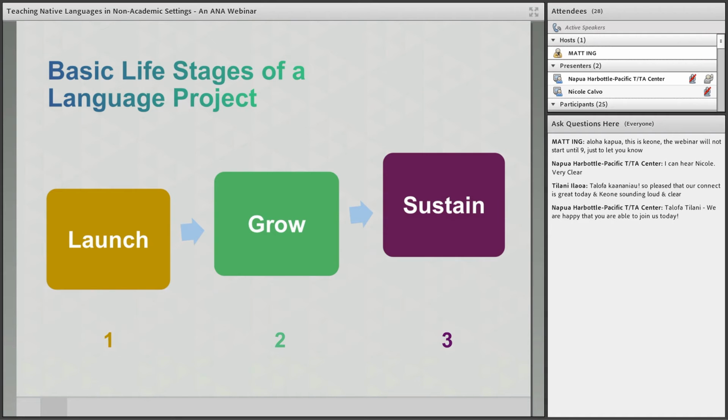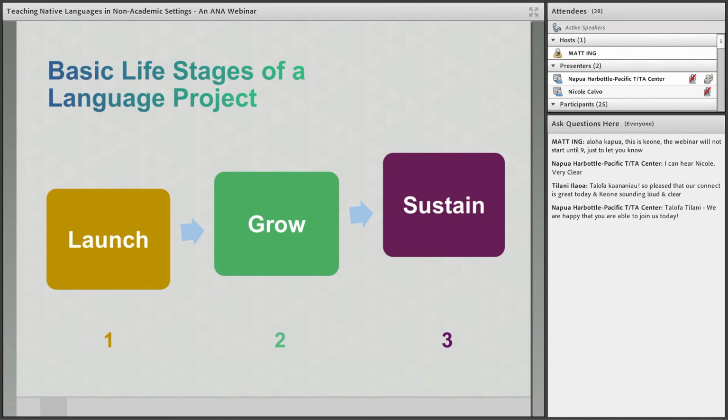The second basic step is the growth. You have the launch, you set up your language program, then you start recruiting people. Then hopefully there are a lot of people who are really, really interested. Now, this is when you start looking at different methodologies also to attract people into your project. Some people do not feel comfortable basically in a classroom setting. They are much, much more vibrant in different types of settings.